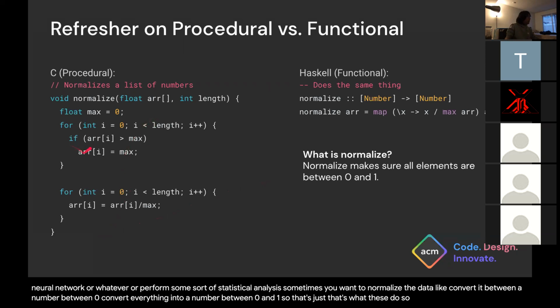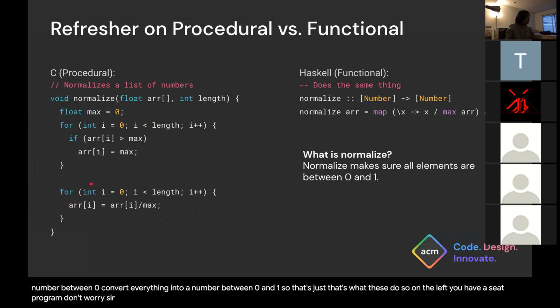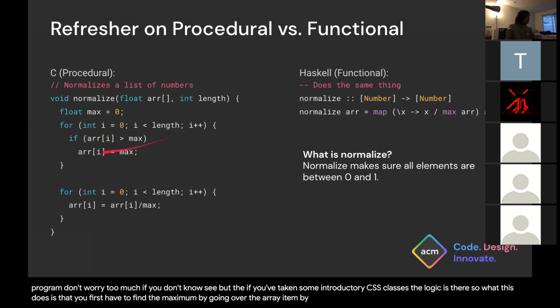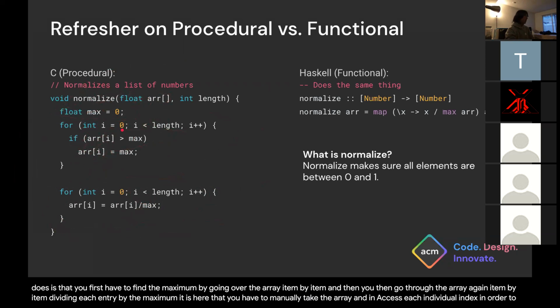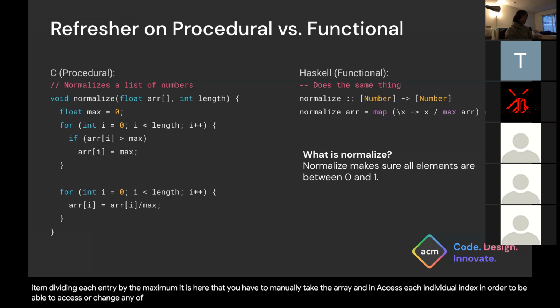So on the left, you have a C program. Don't worry too much if you don't know C, but if you've taken some introductory CS classes, the logic is there. So what this does is that you first have to find the maximum by going over the array item by item, and then you go through the array again, item by item, dividing each entry by the maximum. So notice here that you have to manually take the array and access each individual index in order to be able to access or change any of the elements.